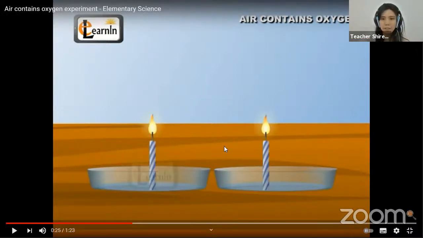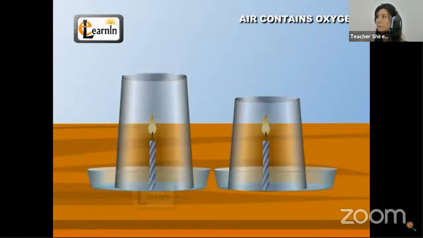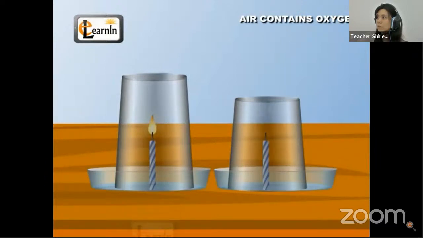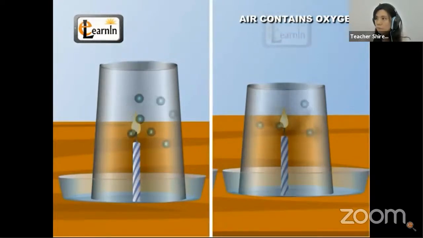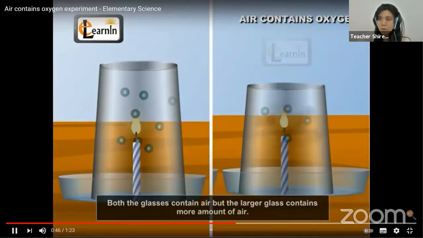Place an inverted glass on each candle. The glasses must be of different sizes. After some time, the candle covered with the smaller glass gets extinguished first, followed by the candle in the larger glass. Knowing the fact that air is required for combustion, this just proves that both the glasses contain air.